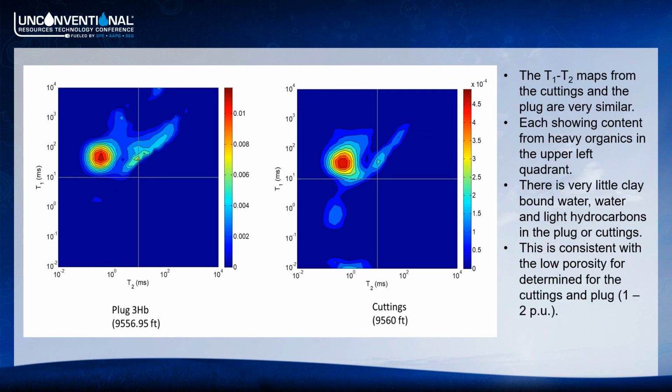In this T1, T2 map comparison, we can see that both plug and cutting sample have heavy organics and very little water and light hydrocarbons. So we see sort of a big blob in the top left quadrant in both of these maps. The left one is plug 3HB at 9,556 feet, and on the right is cuttings at around the same depth.